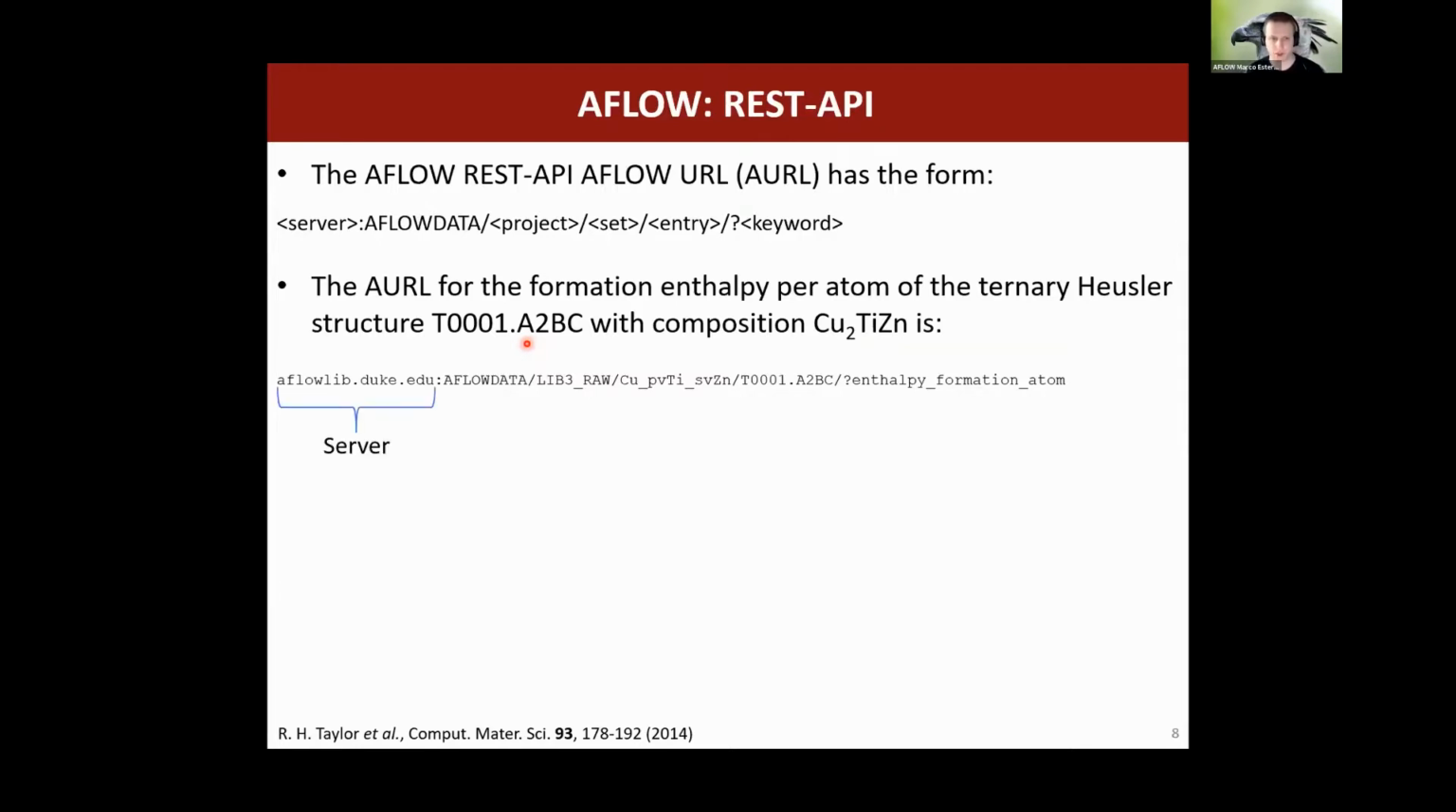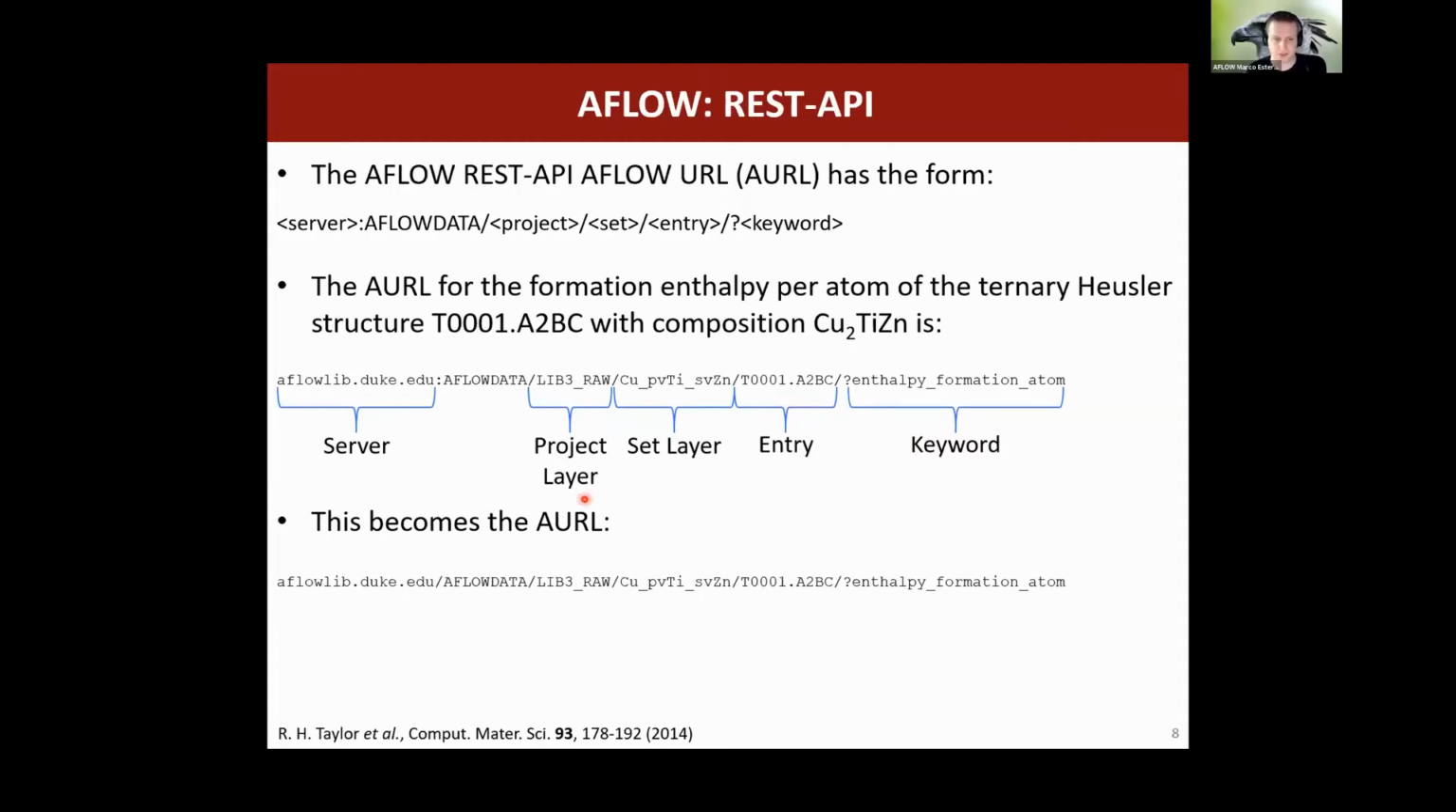We have our server, which is the very top layer. Then we have the project layer, which is lib3_raw. And we have the set layer, and you see there's copper, titanium, and zinc. The _PV and the _SV, people who know VASP know what that means, but this is essentially the pseudo-potential. It means that the p electrons are valence electrons. Here's the prototype that we can see here, and this property here returns the enthalpy of formation.